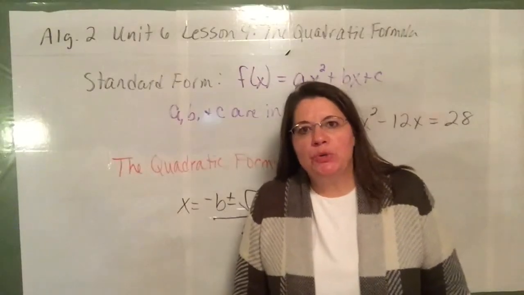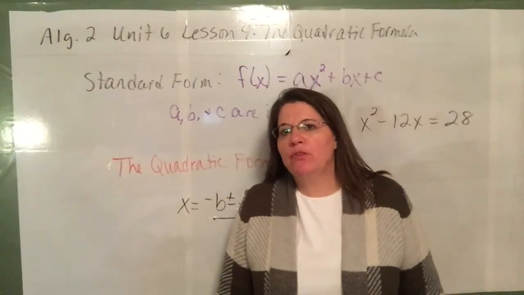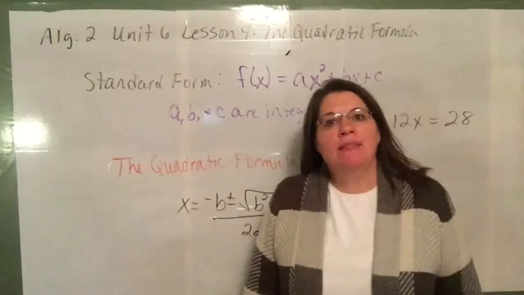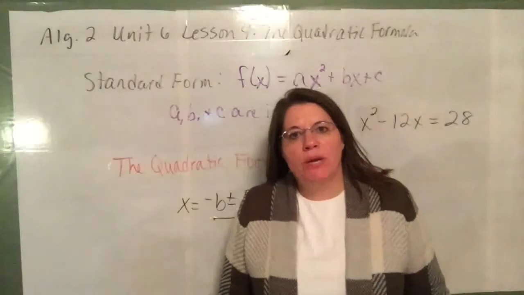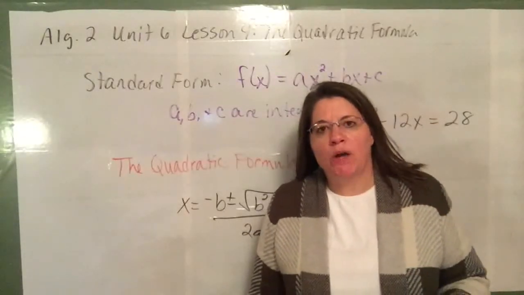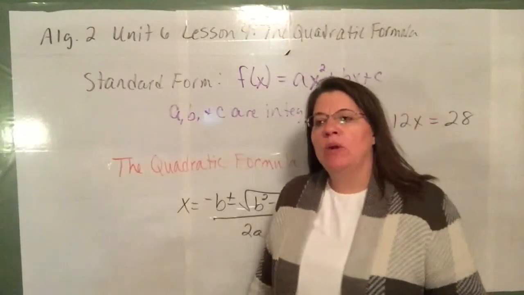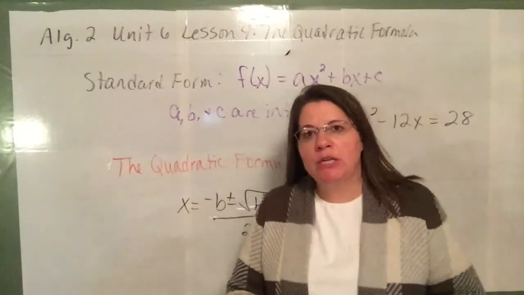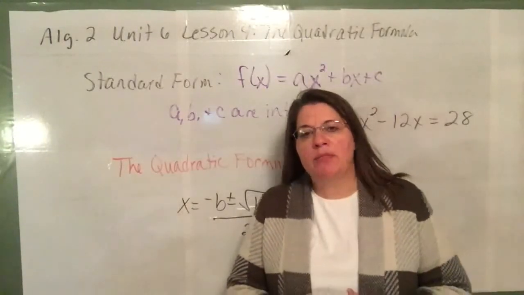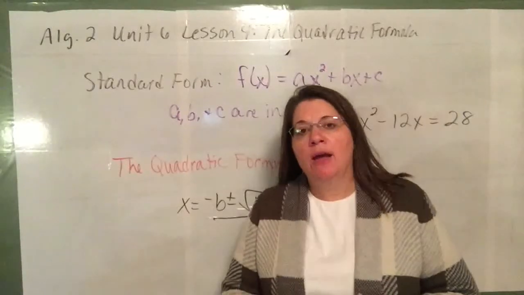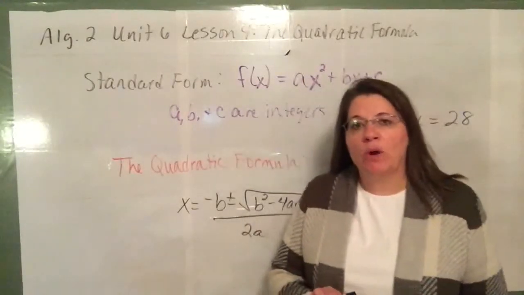This is Algebra 2, Unit 6, Lesson 4, and this is on the quadratic formula. In this unit, we've been learning all the different ways to find the roots of quadratic equations. And we've learned so far that you can do it by factoring, the square root method, or completing the square. The fourth method is the quadratic formula.